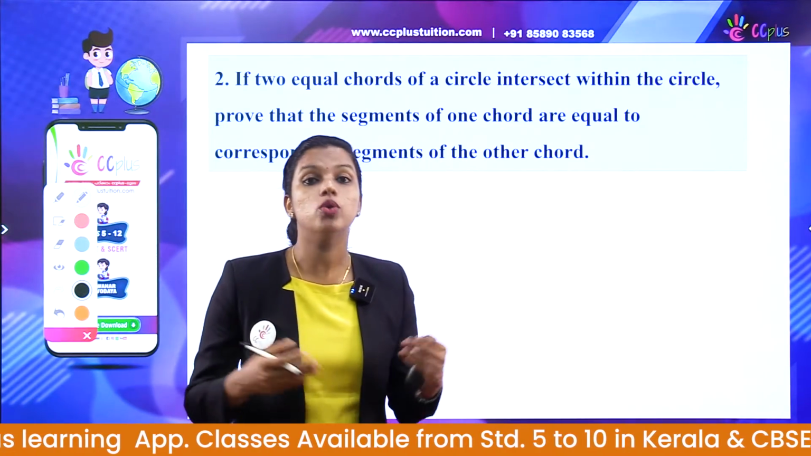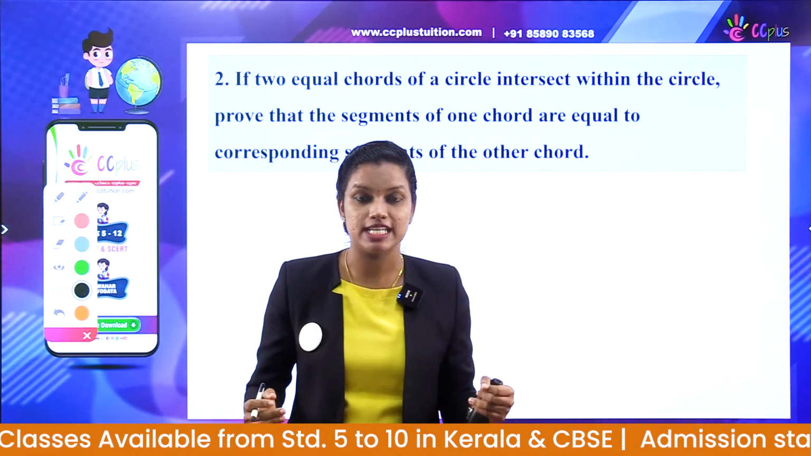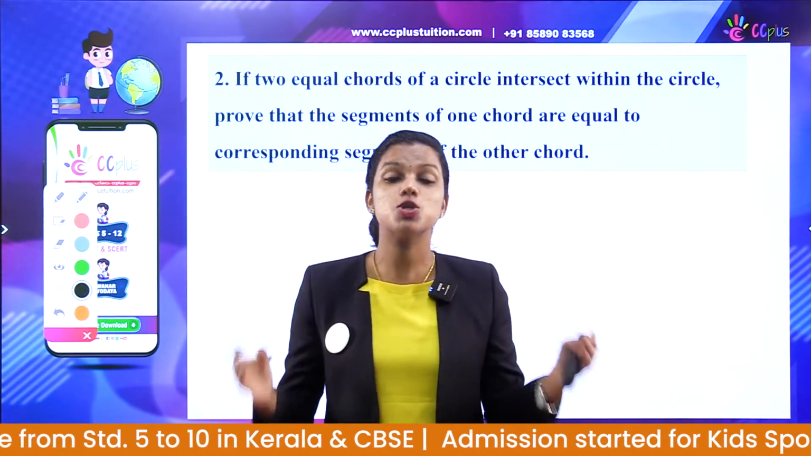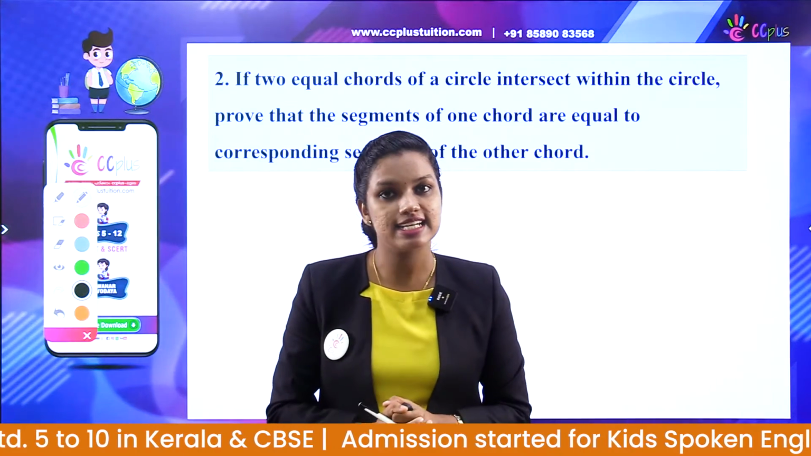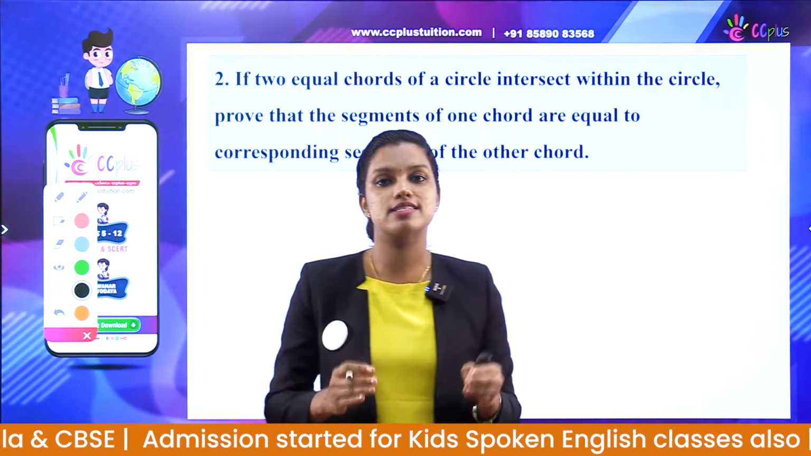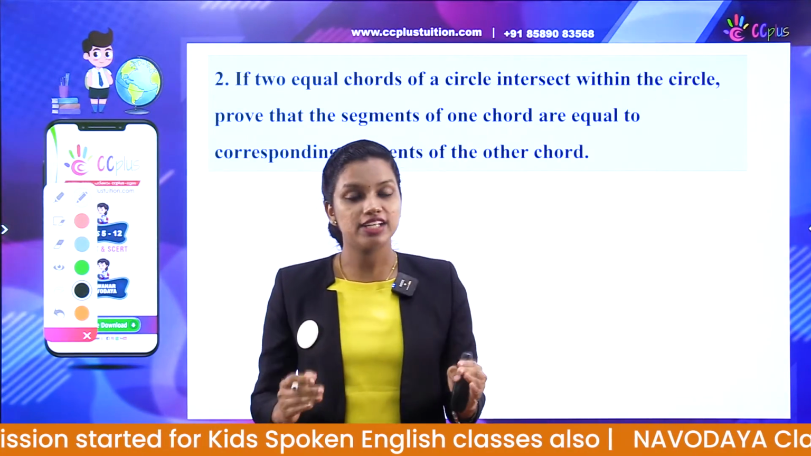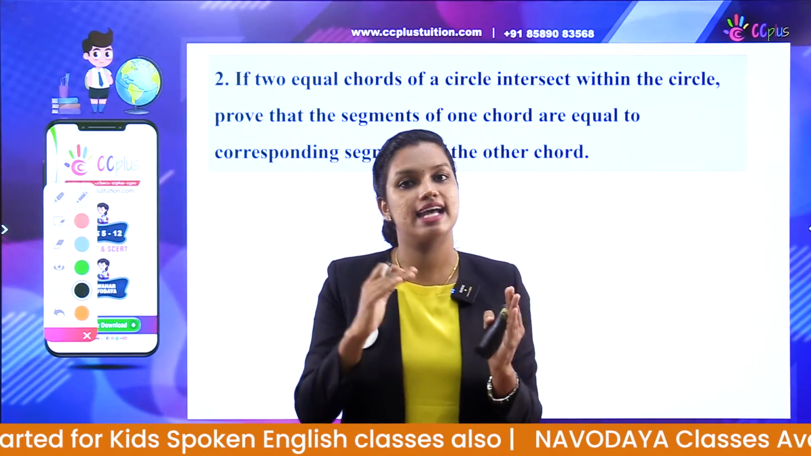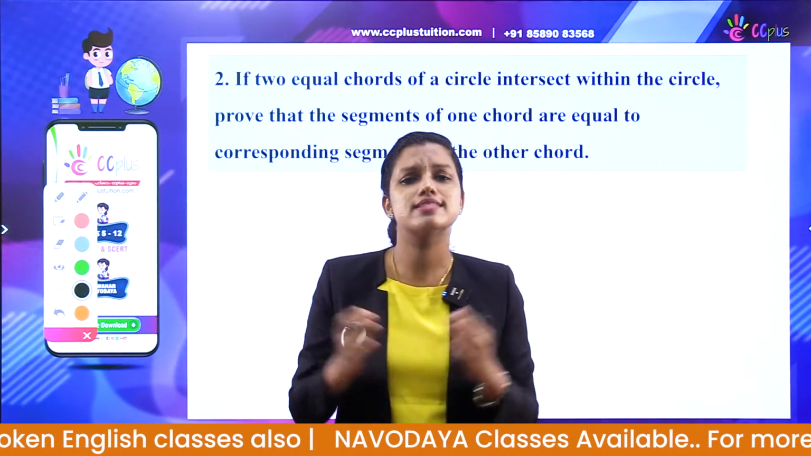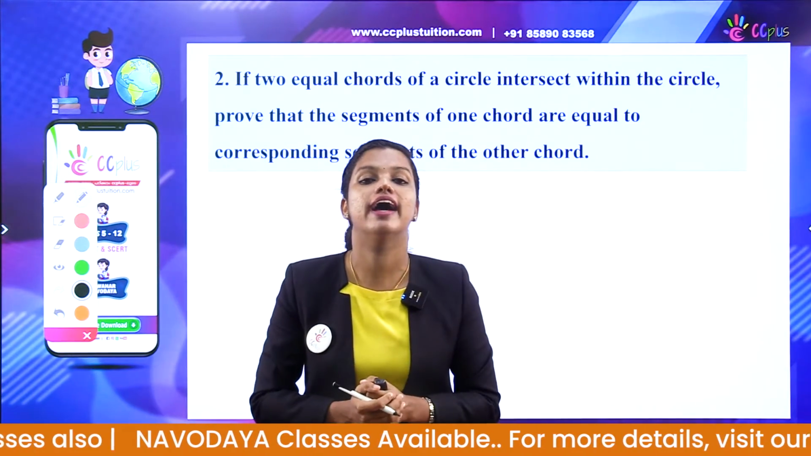Then move on to a chord. What is a chord? A chord is a line segment connecting any two points on a circle. Okay. Then the last idea, segment. What is called a segment? A segment is a region enclosed by an arc and a chord. Obviously, we should recall the idea of an arc. What is an arc? A part of a circle is called an arc.